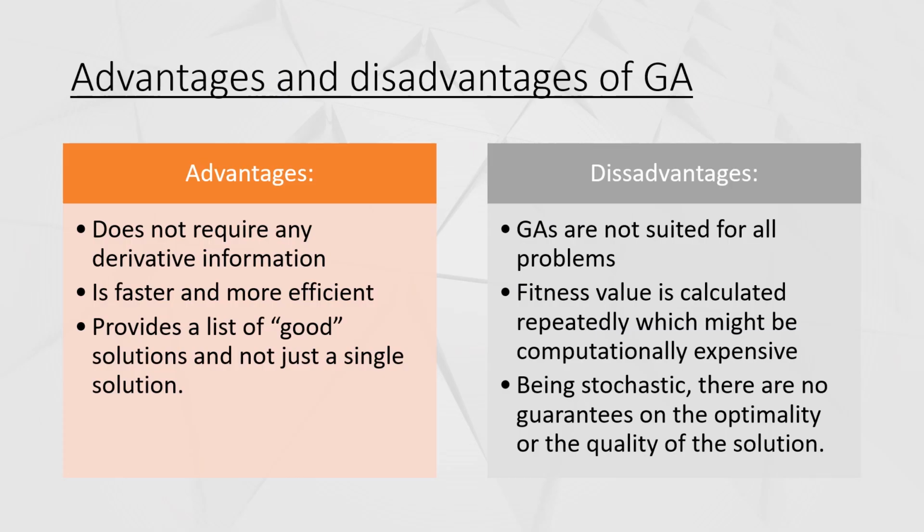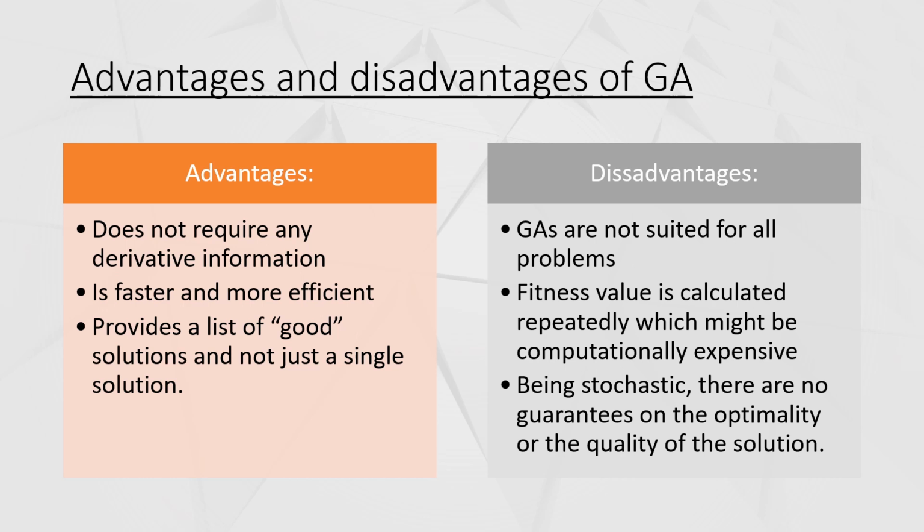Let us look into the advantages and the disadvantages of GA. Let's start with the advantages. It does not require any derivative information, which may not be available for many real-world problems. It is faster and more effective compared to the traditional methods. It provides a list of multiple good solutions and not just a single solution.